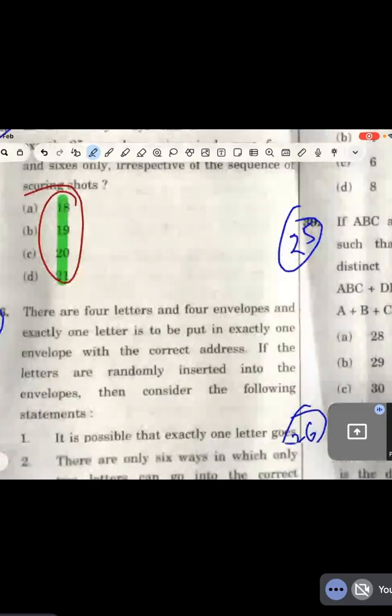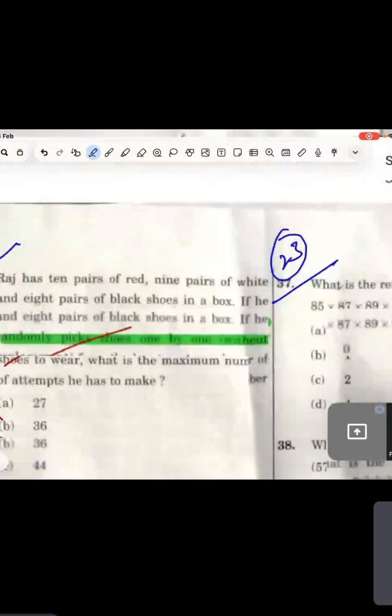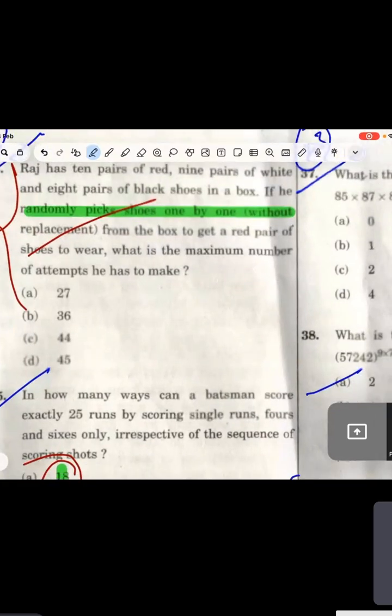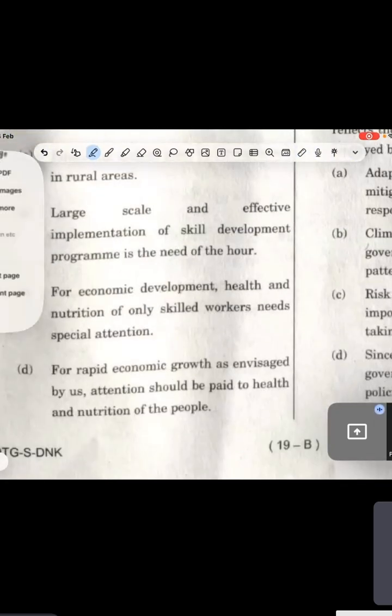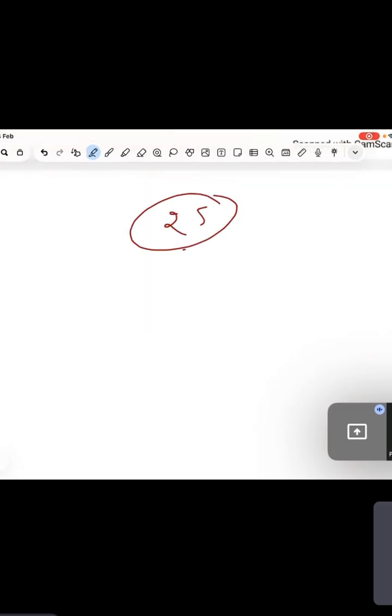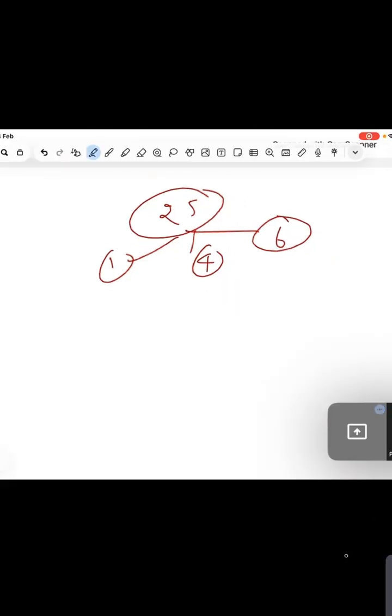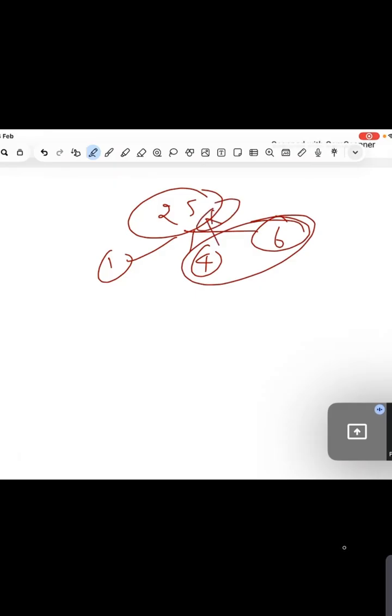Here, the question is saying we have to make 25 runs and we have only 1, 4, and 6. So how many times can I take 6 and 4? They will never make up 25 by themselves. It means by default we have to take a one every time. Any doubt here?